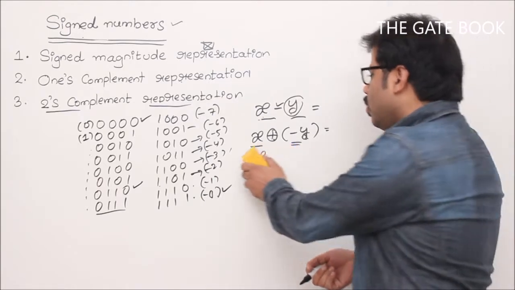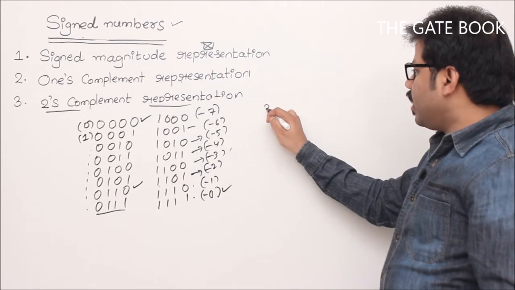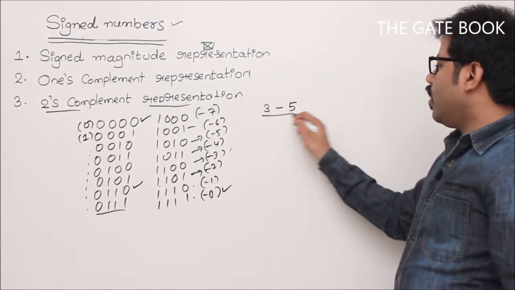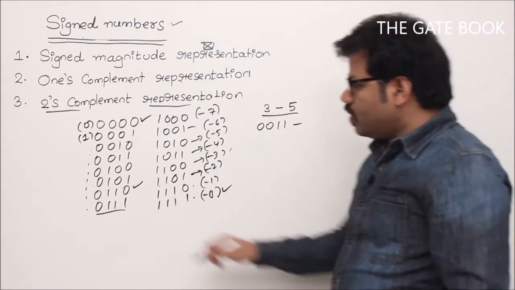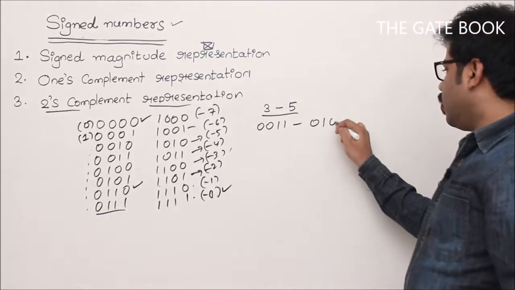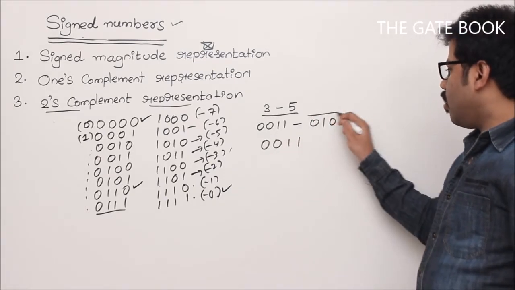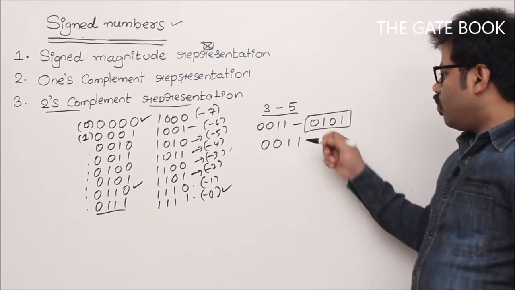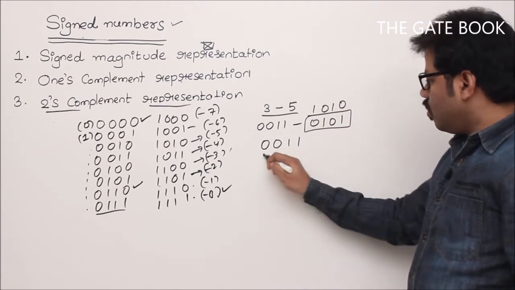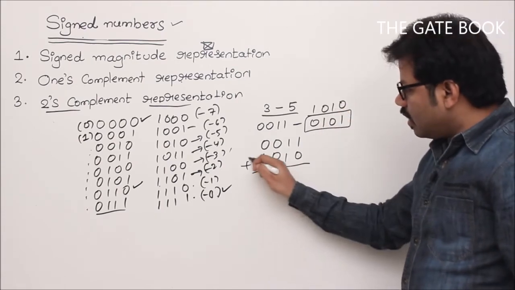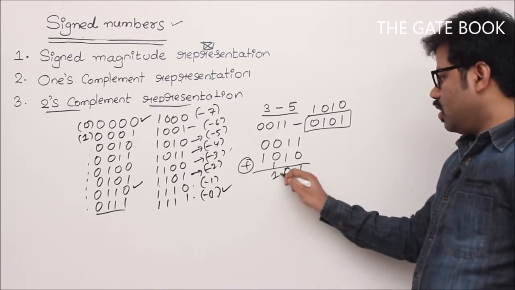Let's check it out. I'll explain with one example: 3 minus 5. What is 3? 0011. 5 is 0101. So blindly apply that procedure. Take 0011, and take one's complement of 0101, so that would be minus y. It would be 1010. Then do addition rather than subtraction: 0011 plus 1010.